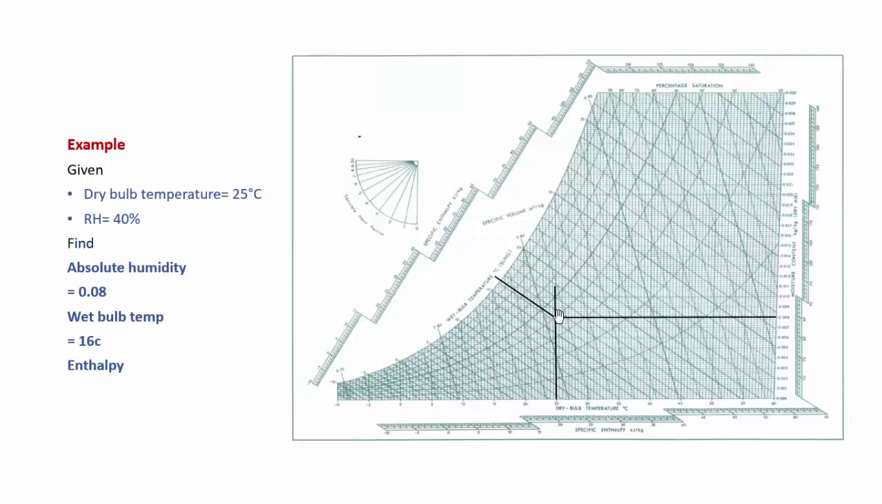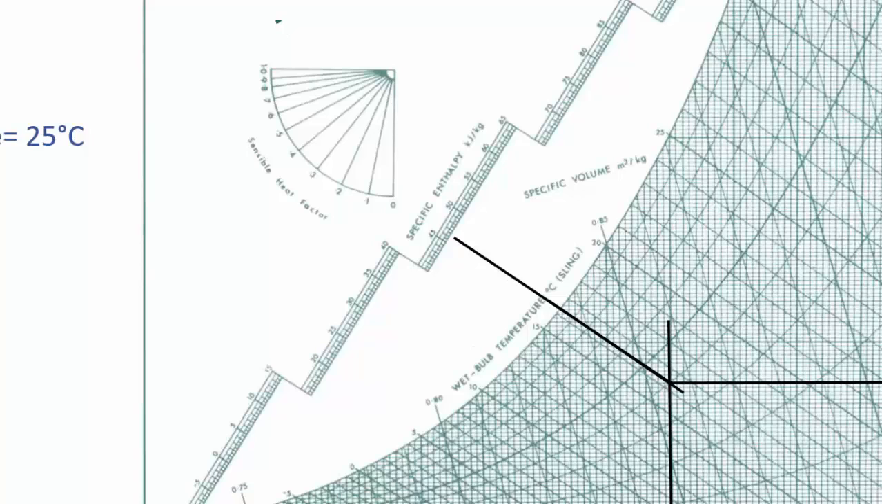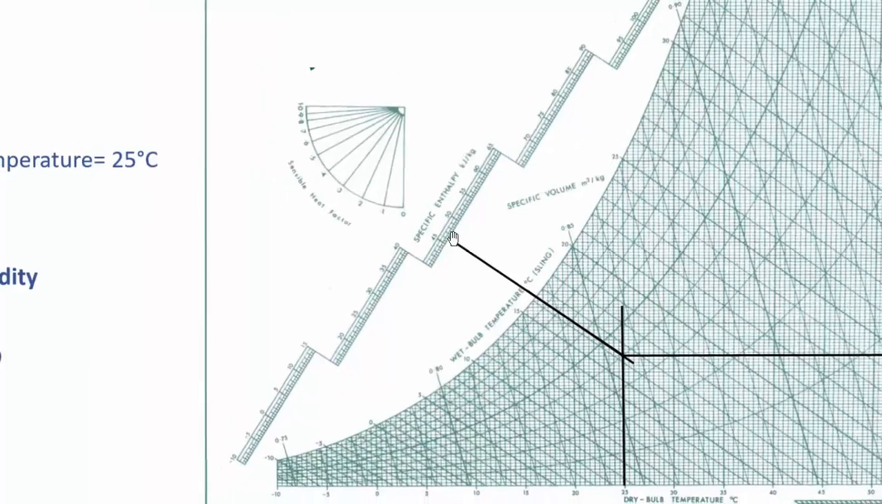So for the enthalpy, you have to extend the wet bulb temperature line to the specific enthalpy line. So the enthalpy, you can read from here, is around 46 kilojoule per kilogram.